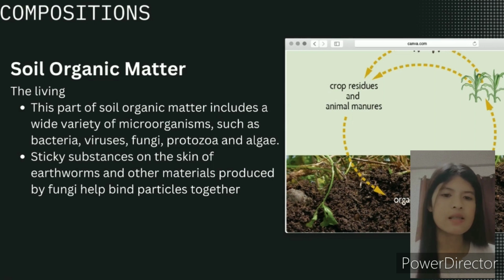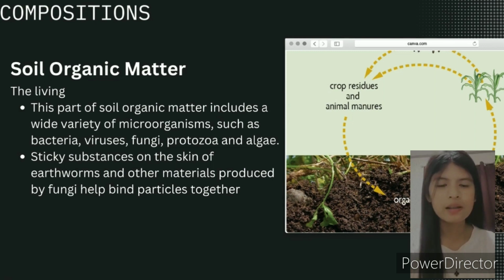Sticky substances on the skin of earthworms and other materials produced by fungi help bind particles together. In addition, they recycle plant nutrients.